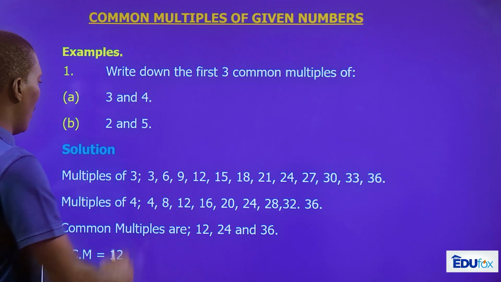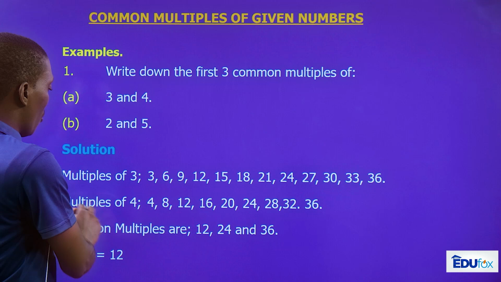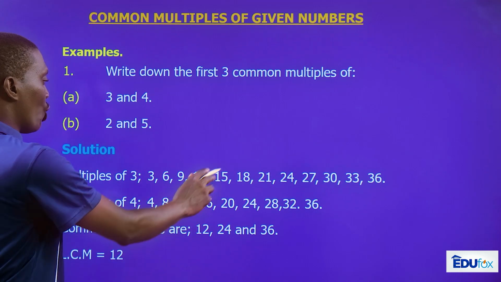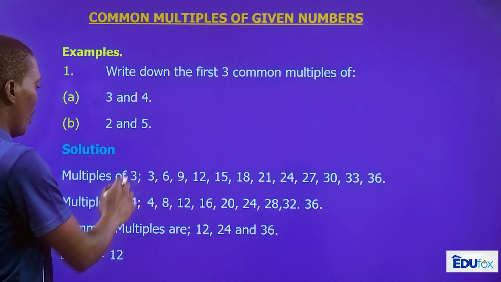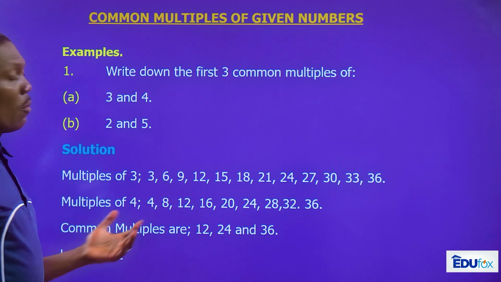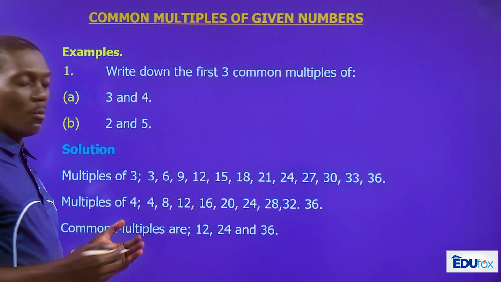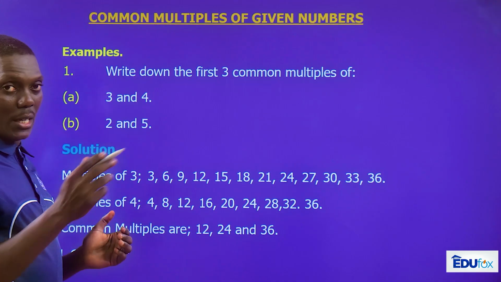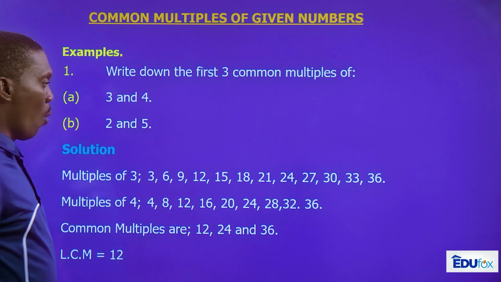So the first thing is we are going to find the multiples of 3, the multiples of 4, and then we are going to check the ones that are common to both 3 and 4. Now the multiples of a number are just the answer we get when we multiply 3 by another number, 4 by another number, starting from 1.